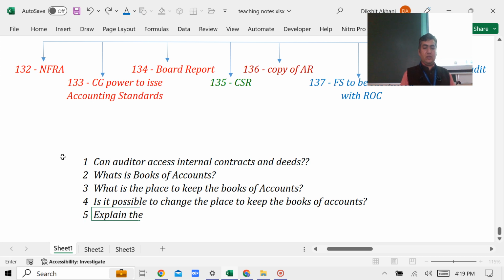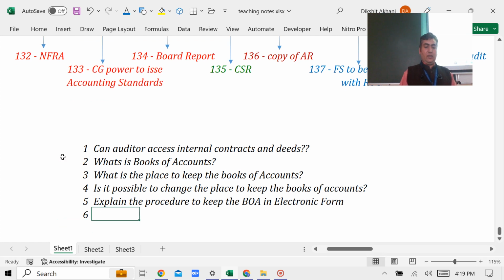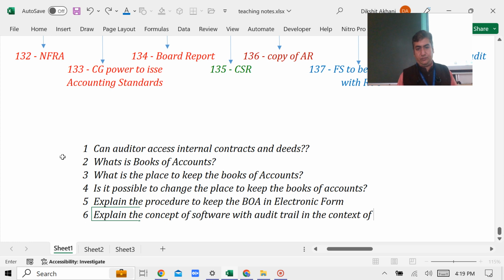Explain the procedure to keep the books of accounts in electronic form. Explain the concept of software with audit trail in the context of section 128. This is an amendment, I'm telling you.